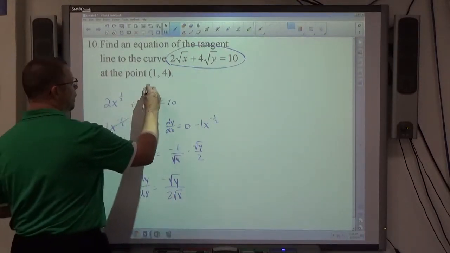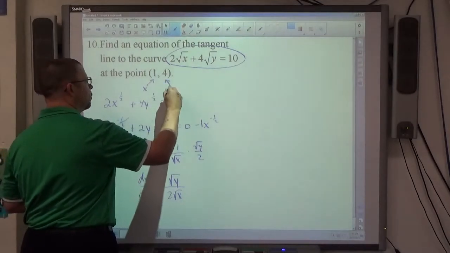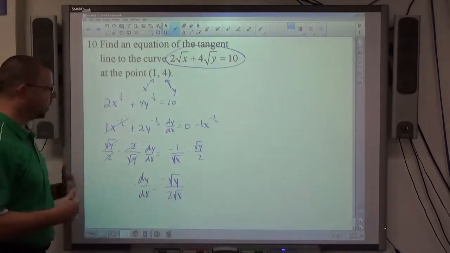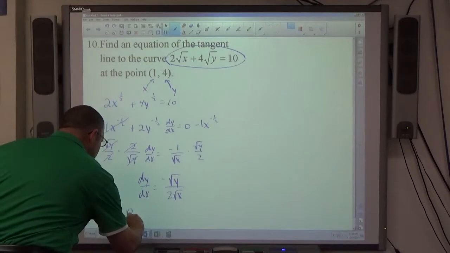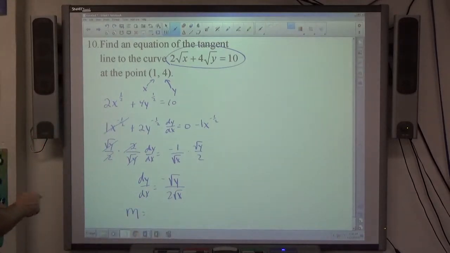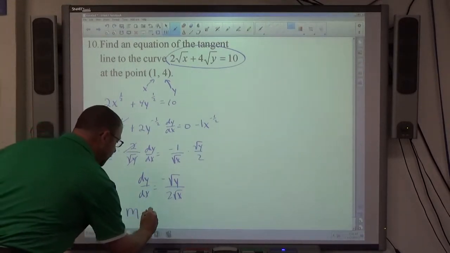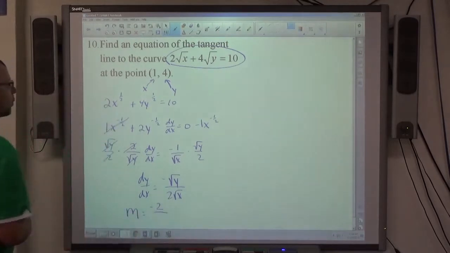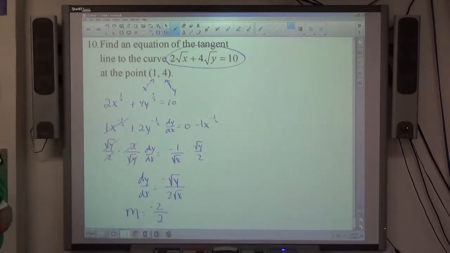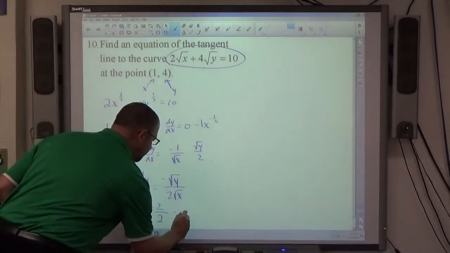The point of tangency, that's x equals 1 and y equals 4. This derivative has both x and y in it, so I would substitute both numbers in to find the slope. So slope equals negative the square root of y, square root of 4 is 2, over 2 times the square root of 1. So the slope is going to equal negative 1.